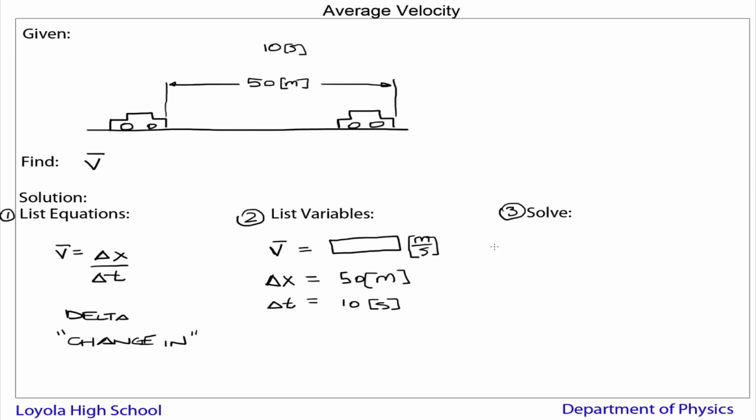Step three, solve. Now that we know what equation we're using and what the variables are, it's a matter of plugging the correct numbers into the equation. So this is going to be delta x over delta t, which is equal to 50 divided by 10. The math's not difficult here, it's just the process, which is going to be 5 meters per second. We know that because this is a meter and that's a second, so it's meters per second. We don't need to repeat the units here because we've already done it with brackets, and then we're going to box our final answer.